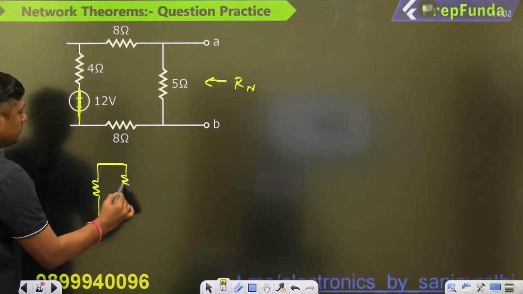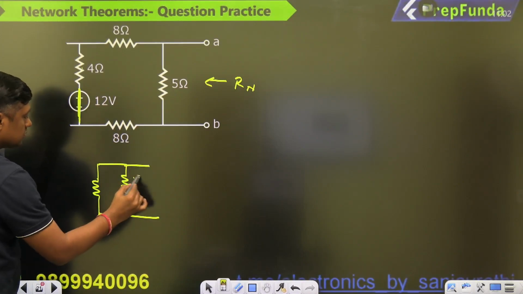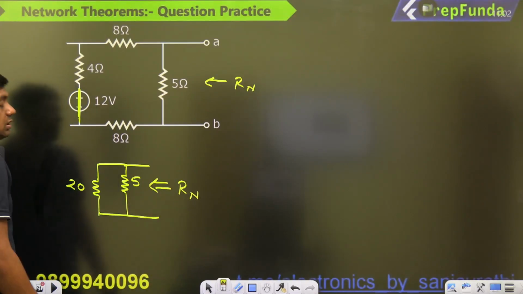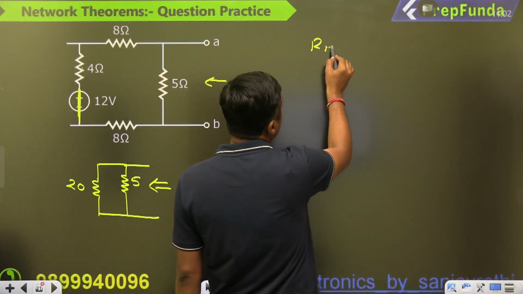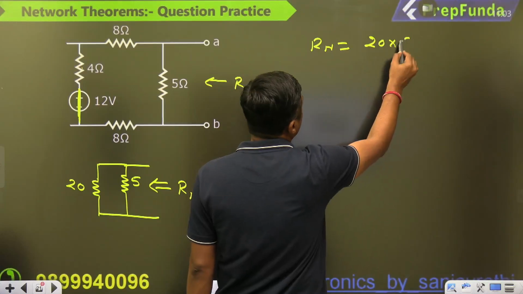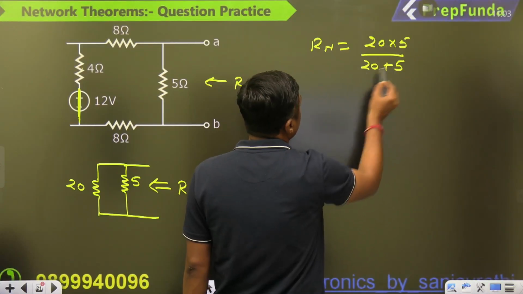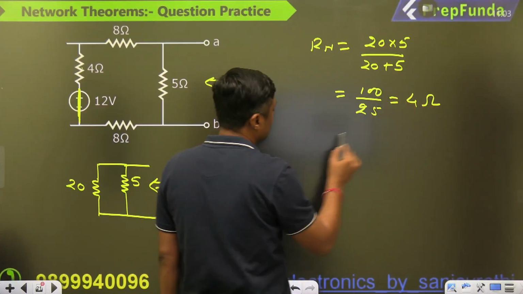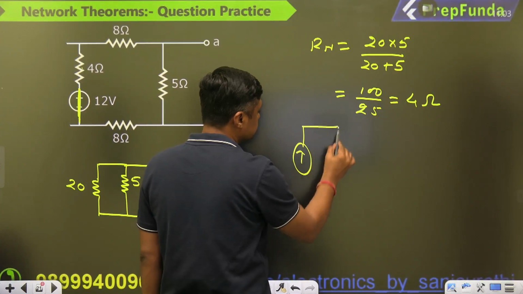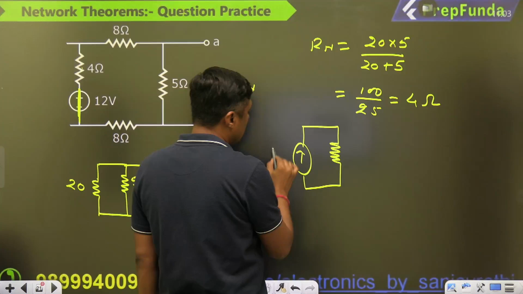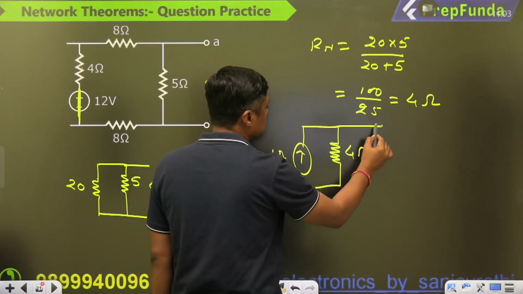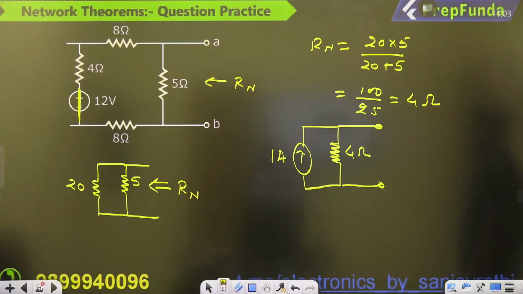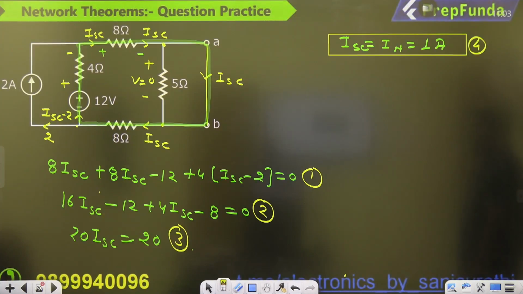20 parallel with 5, and that becomes Norton's resistance. What is 20 parallel with 5? Already I have given, that is 4 ohm. Otherwise you can find 20 into 5 divided by 20 plus 5, 100 by 25, that is 4 ohm. That is the Norton's equivalent: 1 ampere, 4 ohm. Finished? Okay. 4 ohm. That is the story.